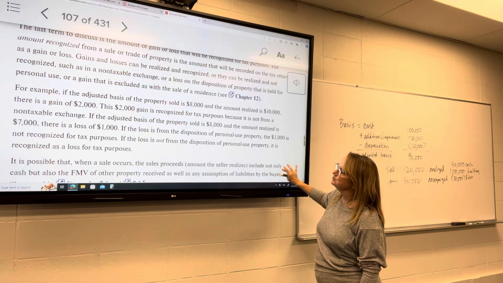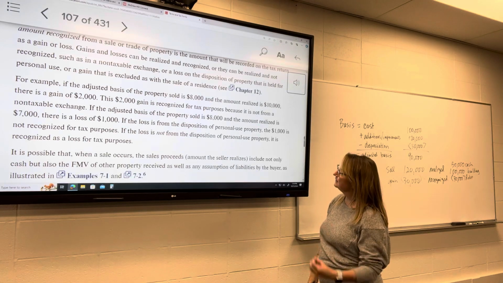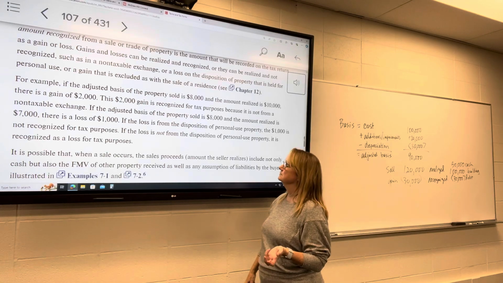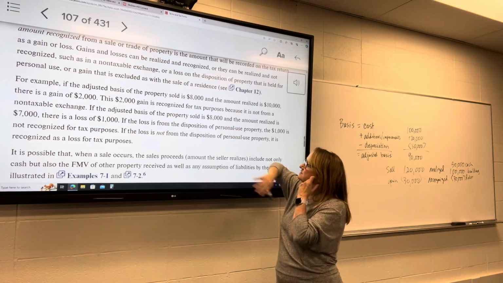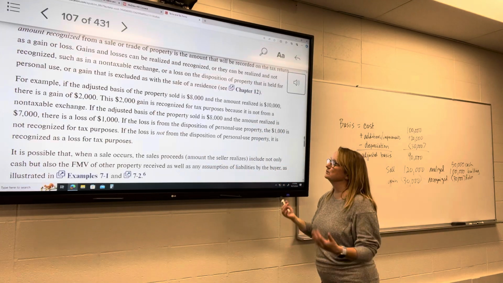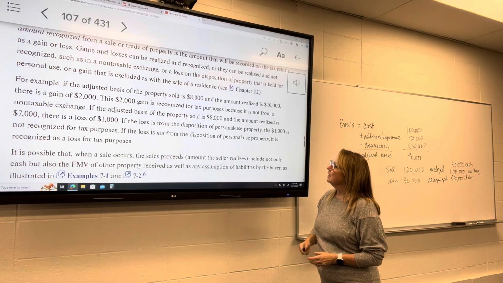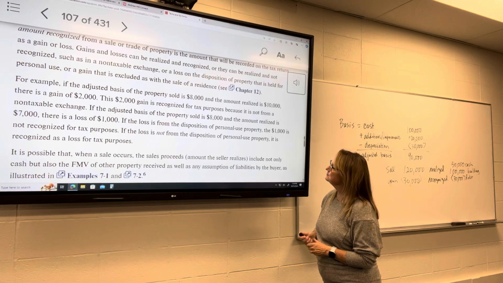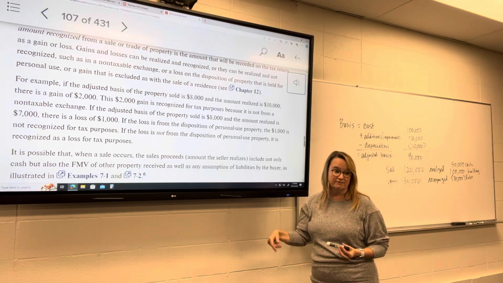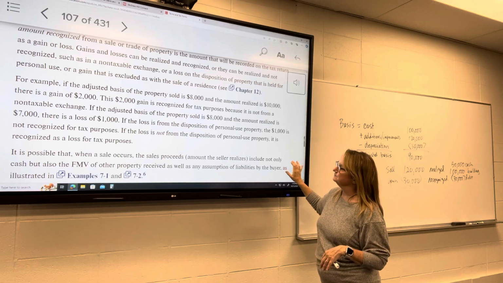So example, if the adjusted basis of property sold is $8,000, the amount realized, so the amount of cash, is $10,000, then the gain is $2,000. Makes sense? You sold it, it had an adjusted basis of $8,000, you got $10,000 for it, you got a gain of $2,000. In this case, we have to recognize that gain if it's not from a non-taxable exchange. If the adjusted basis of the property sold is $8,000, the amount realized is $7,000, then there's a loss of $1,000. That's sort of the same example as what I went through up here.